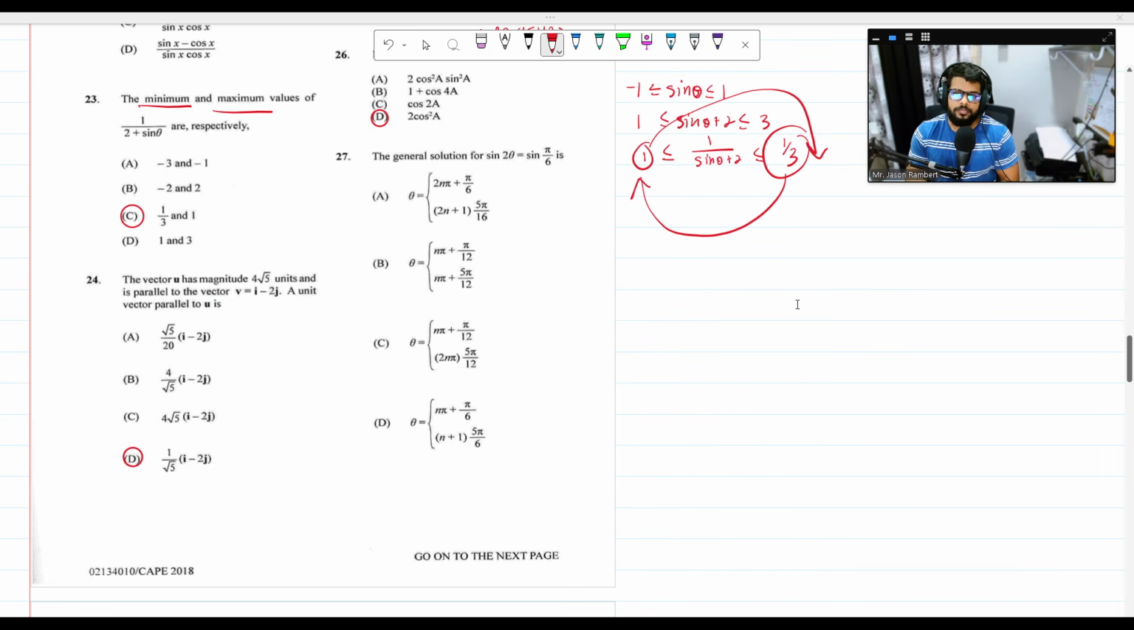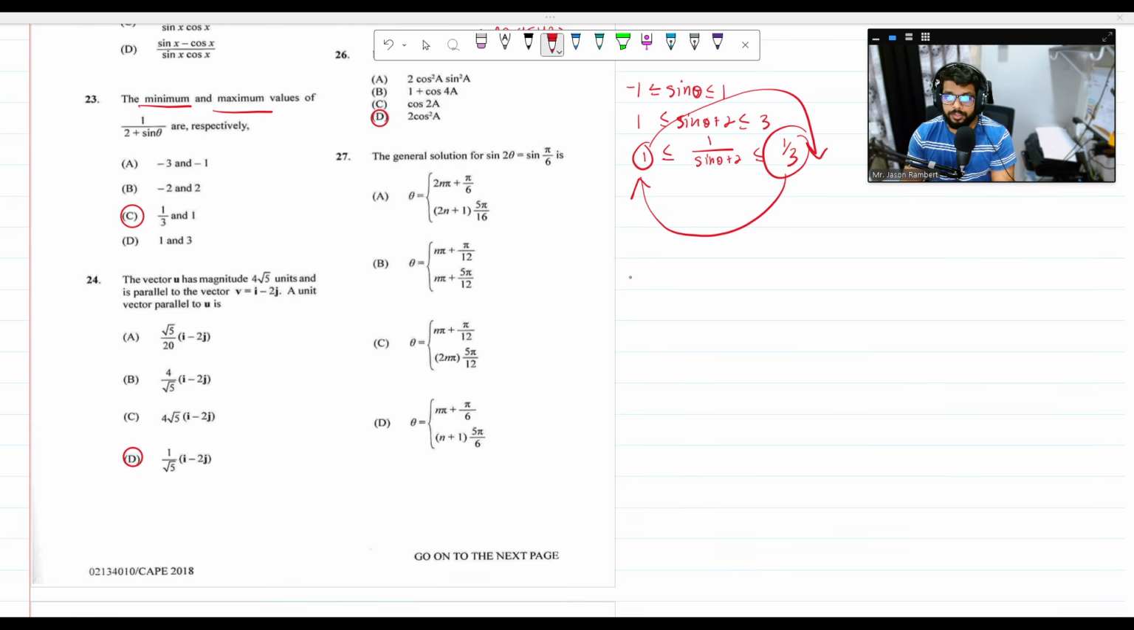The general solution for sine 2 theta is equal to sine pi on 6 is. Now, this is one of the topics that teachers do not want to teach. Some of the teachers just forget to teach it. So, I'm going to go over it for everybody's benefit, right?